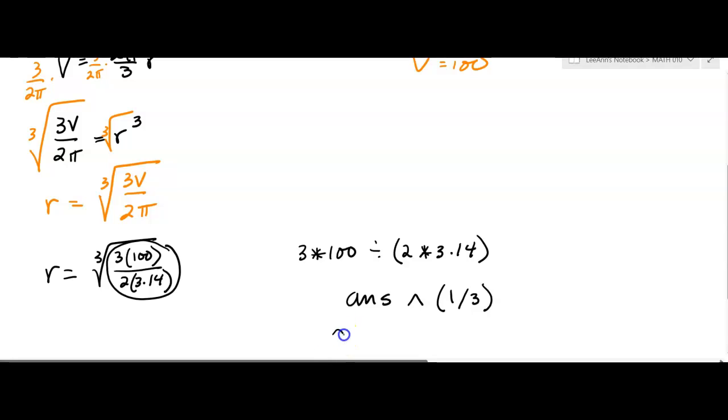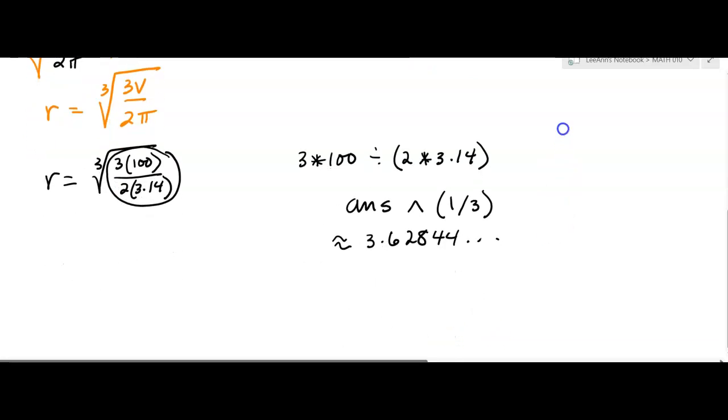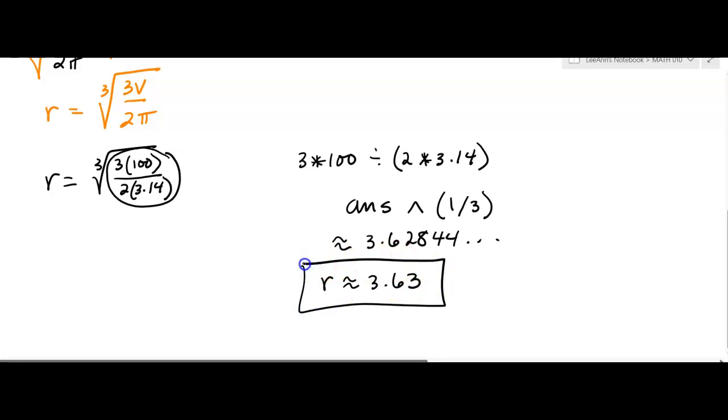And I'm getting it to be approximately 3.62844 and some other numbers, but we're going to round that off then to, it's a radius of about 3.63. Okay? So you might have to play around with your calculator a little bit to get that answer, but you could write it with a fraction for the exponent or find your cube root button if you have one.